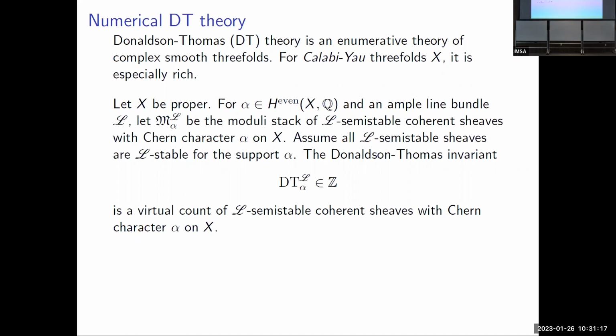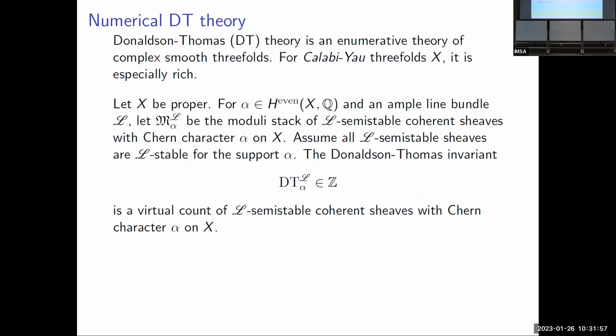Here I just recall the definition of the Donaldson-Thomas invariant. I'm working with Gieseker semi-stability, but one can also work with more general stability conditions. If we assume that the locus of stable sheaves is proper, one has a virtual fundamental class. If you impose that your threefold is Calabi-Yau, the dimension of this virtual fundamental class is 0. So via the degree map, you get an integer, this Donaldson-Thomas invariant, which is a virtual count of stable coherent sheaves with a given arbitrary character.